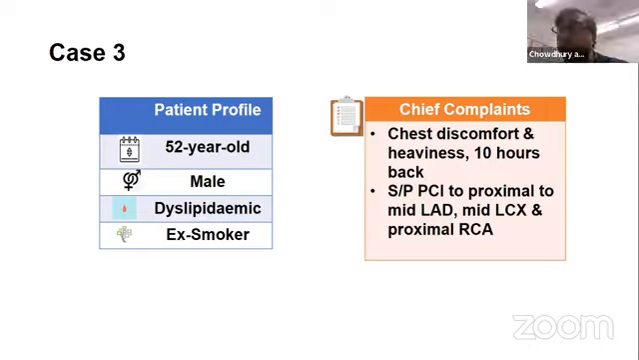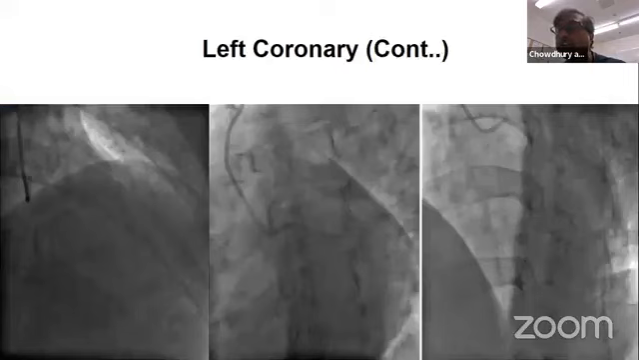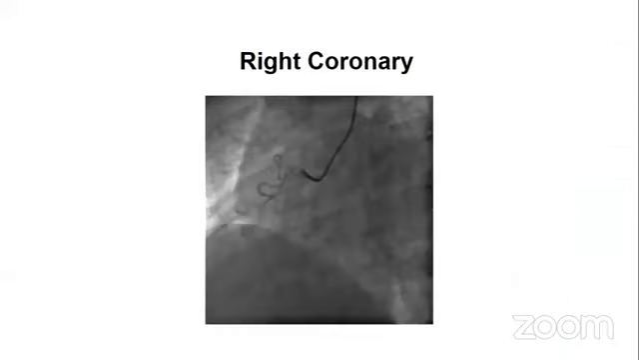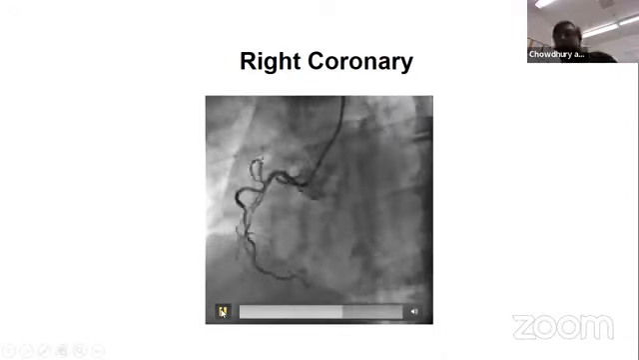I have a quick question. Was the right non-dominant or co-dominant? Non-dominant, sir. Oh, so then it explains even better. Yes, sir.